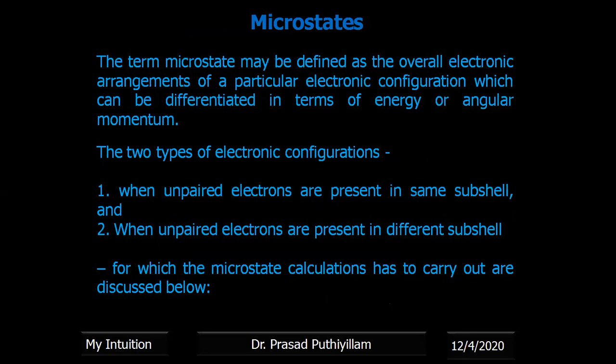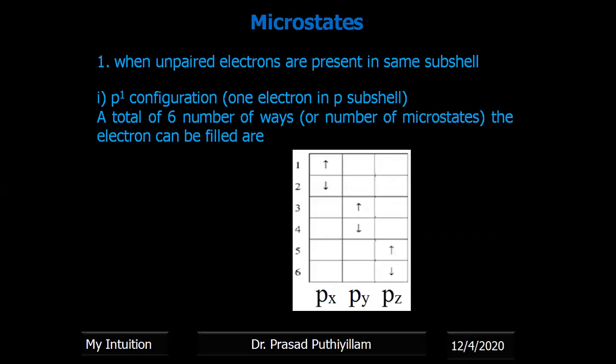The term microstate may be defined as the overall electronic arrangements of a particular electronic configuration, which can be differentiated in terms of energy or angular momentum. If we take examples, it will be more clear. There are two types of electronic configurations: when unpaired electrons are present in the same subshell, or when unpaired electrons are present in different subshells. How we calculate the microstate, I will explain in the coming slides, and we will come to know in detail what microstates are.